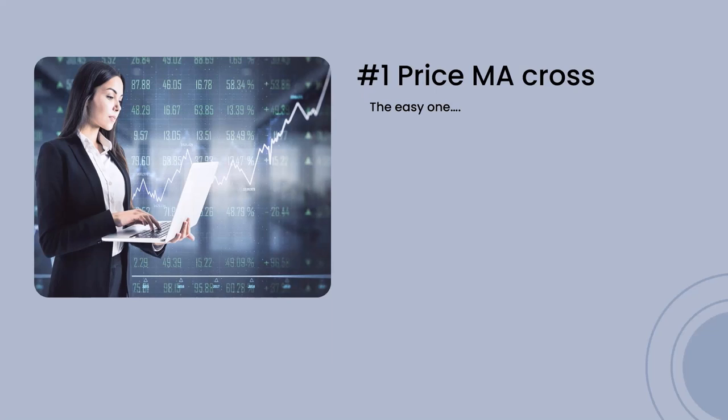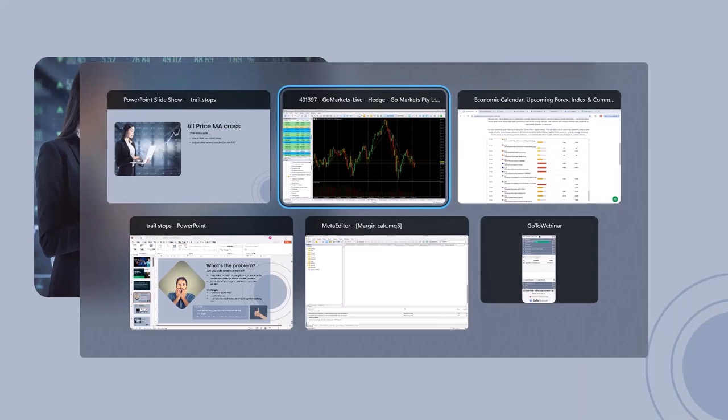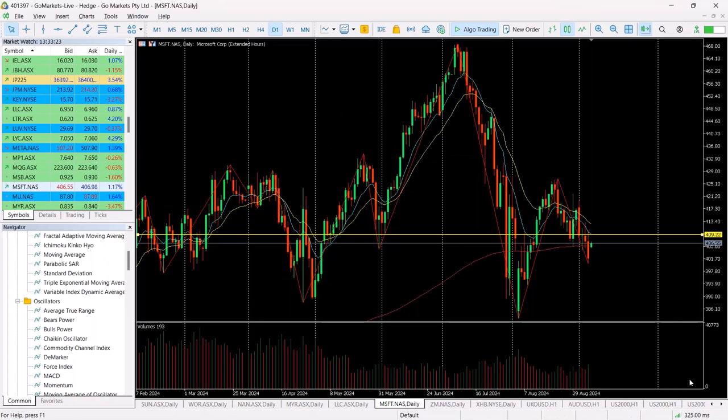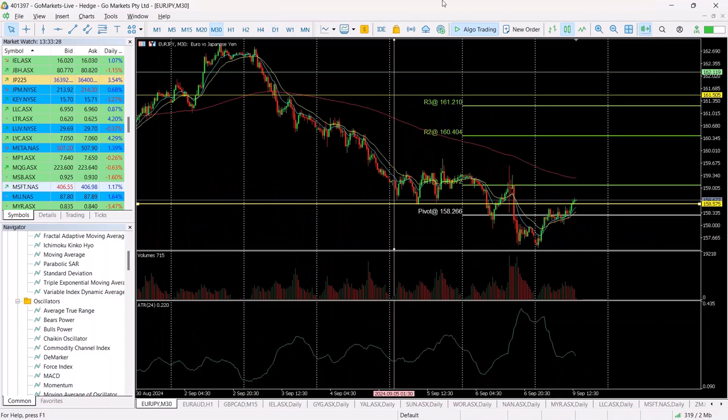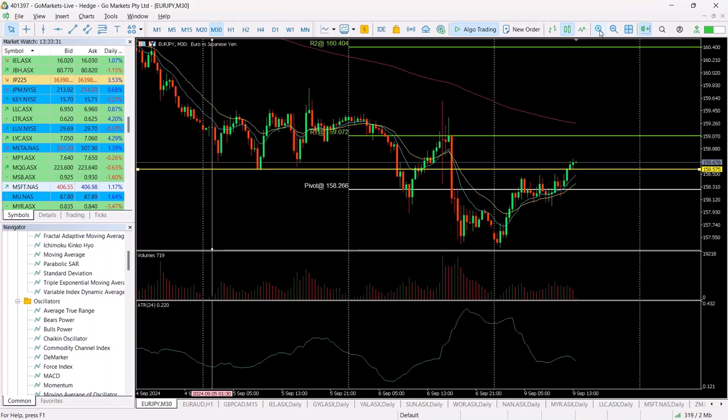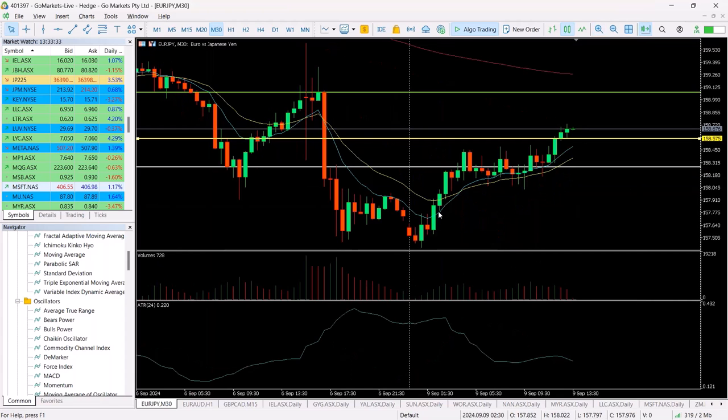Okay, so the easy one really is the price EMA cross. So, using the EMA as a trail. Let's bring this right up. We've got two EMAs on here, a 10 and a 20. You can see here that if we use the 20 and use the close beneath that, then we'd still be in. In fact, we might get triggered on the 10. But really what we're looking for is a break of that.